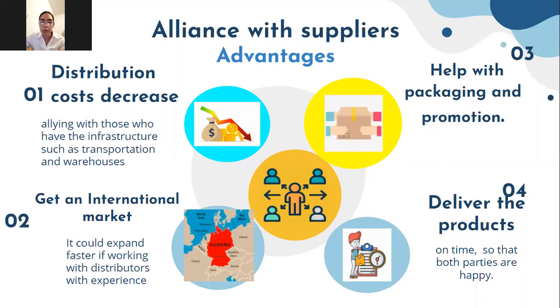Now we're going to talk about the importance of being aligned with a good supplier. The advantage that Sapón Artesanal will have by being aligned with a good supplier is that a supplier needs to have the correct infrastructure, such as transportation and warehouses. This is going to make everything easier and also help to get into an international market. As we know, this company wants to export to Germany, so being aligned with a good supplier is going to make it faster and easier. It also helps with packaging, promotion, and delivering the product on time, so both parties are happy, and also the clients.